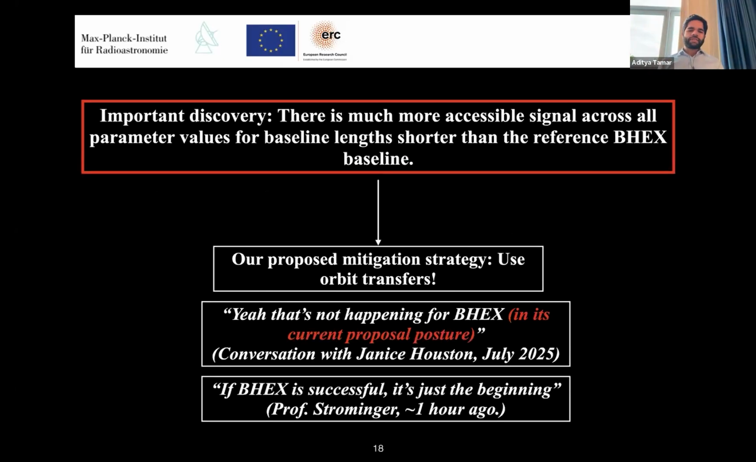But an important discovery that we found here was that there's much more accessible signal across the parameter space on baselines that are actually shorter than the final BECS baselines that are being proposed. So our proposed mitigation strategy was to use orbit transfers, and a good deal of the paper is dedicated to using state-of-the-art, or rather currently used, propulsion choices to see whether this can be done.